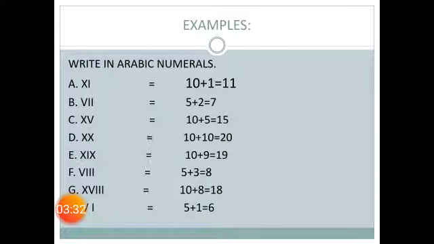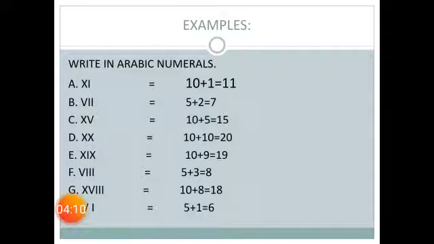Write in Arabic numerals. Number A part, XI. X is represented by 10 and I is represented by 1. So, if we simply add 10 plus 1, we will get 11, or XI is represented by 11. B part, VII. V is represented by 5 and I is represented by 1. But here I is 2 times, so 1 plus 1 is equal to 2 and 5 plus 2 is equal to 7.